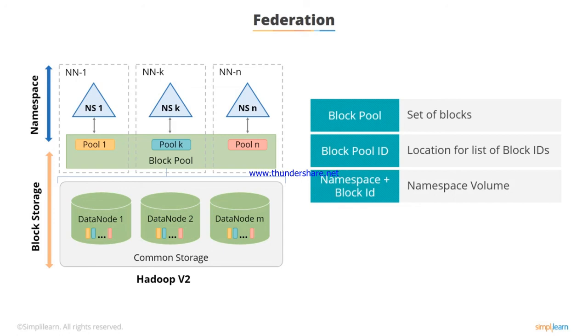A namespace and its block pool together form the namespace volume. When a name node or namespace is deleted, the corresponding block pool in the data nodes is deleted. A new identifier called Cluster ID is added to identify all the nodes in a cluster. When a name node is formatted, the cluster ID is auto-generated. It should be used for formatting the other name nodes in the cluster.